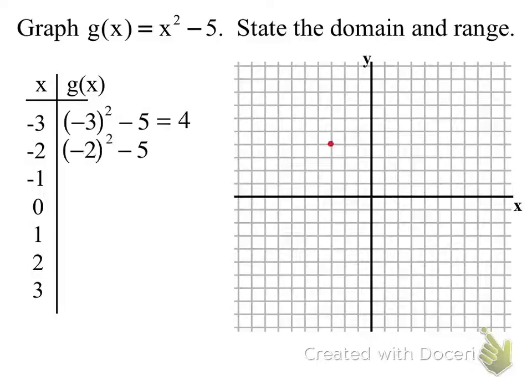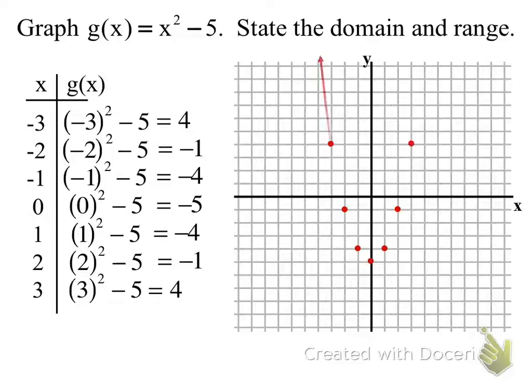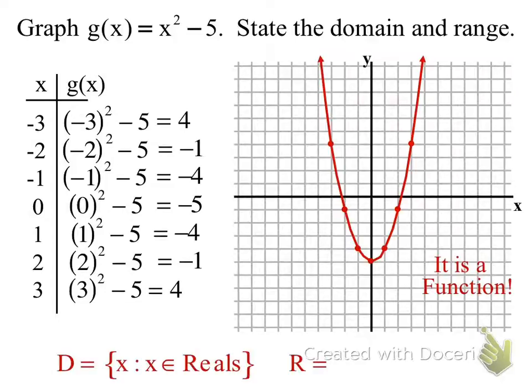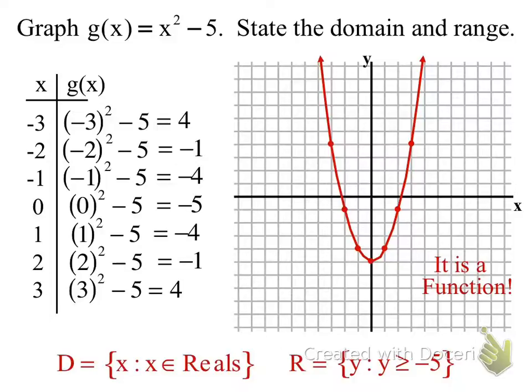And same thing here. My domain, if it's a parabola, it can go on and on forever. So it's an element of the reals, but the range has to be greater than or equal to -5. My y's will never be -6, -7. Is that clear? All right.